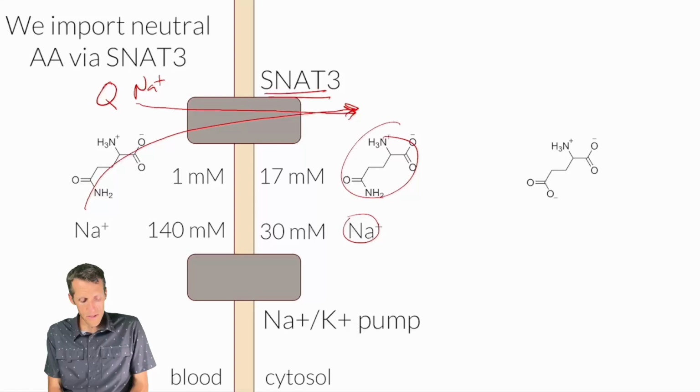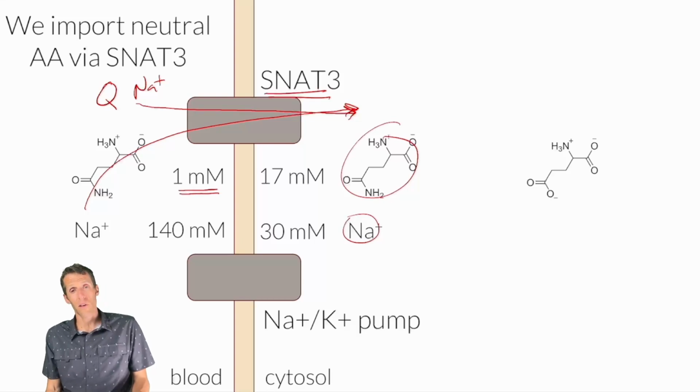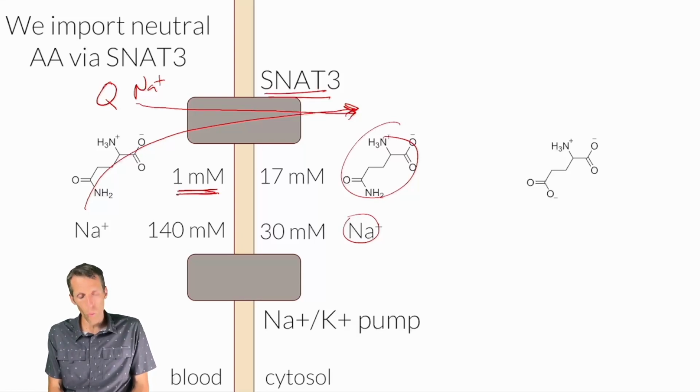And what you'll notice is this is just based on the numbers from the Mayo Clinic and the paper that I pulled the numbers from for cellular concentrations. You're going from 1 millimolar glutamine outside to 17 millimolar glutamine inside. So you're pumping against the concentration gradient. How do we do that?